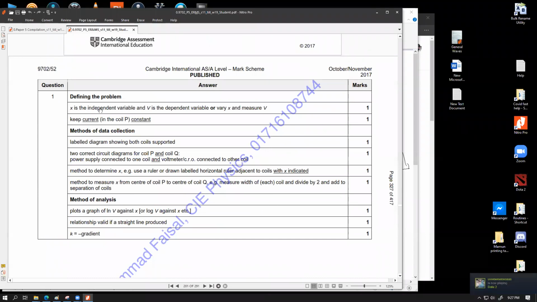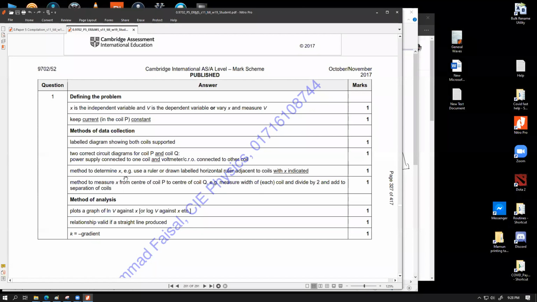X is the independent variable, V is the dependent variable, or vary X and measure V, keep current in the coil P constant. Okay, they only mention current. Method of data collection: label diagram showing both coils supported. Obviously, stand clamps are required. Two circuit diagrams for coil P and coil Q, power supply connected to one coil and voltmeter or CRO connected to the other coil. Okay, any of them work. You can use a CRO.